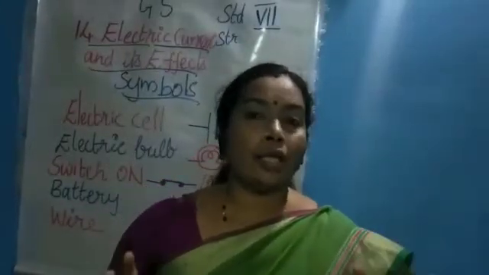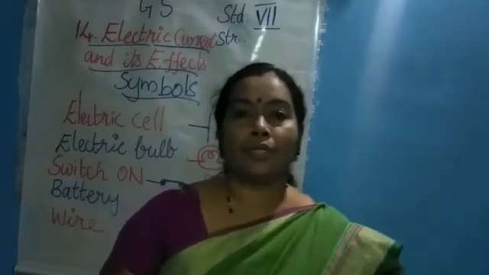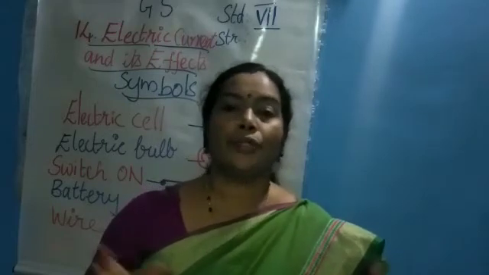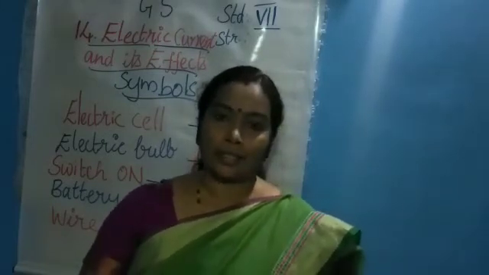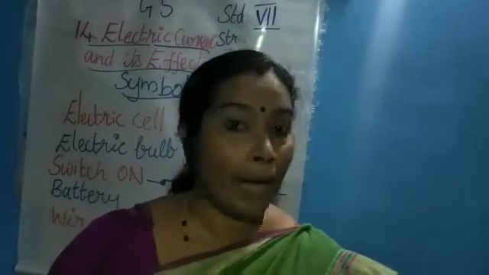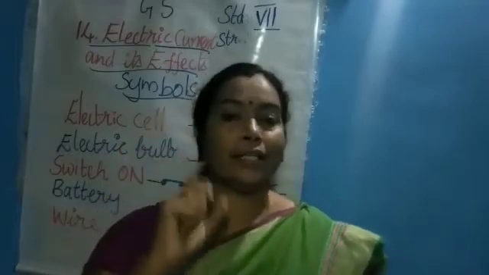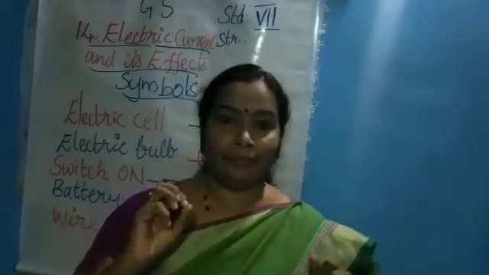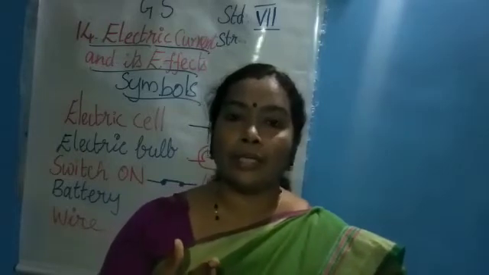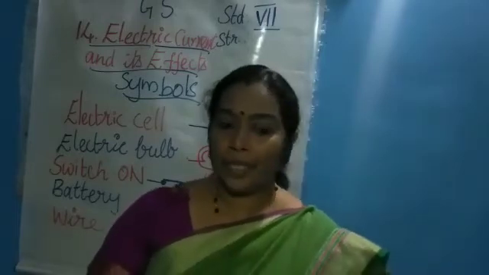Students, to draw the circuit easily, we must know the standard symbols used for the electric components used in the electric circuit. So first we will discuss the electric cell. Colloquially we call it a battery, but as we studied in 6th standard, if a single cell is there, we say it is an electric cell. If we use more than one cell, then we say it is a battery, isn't it?